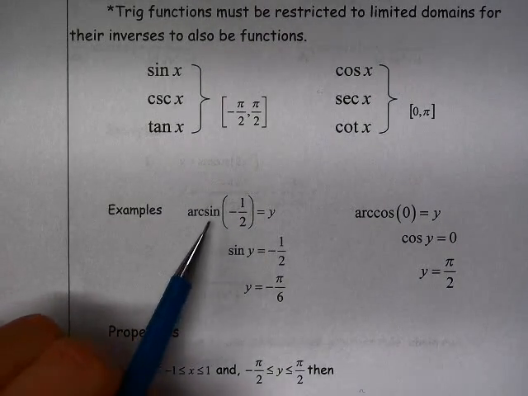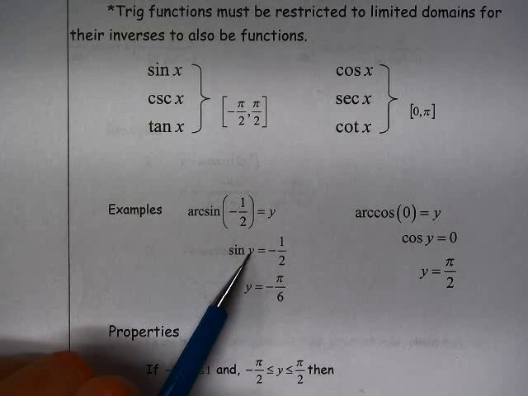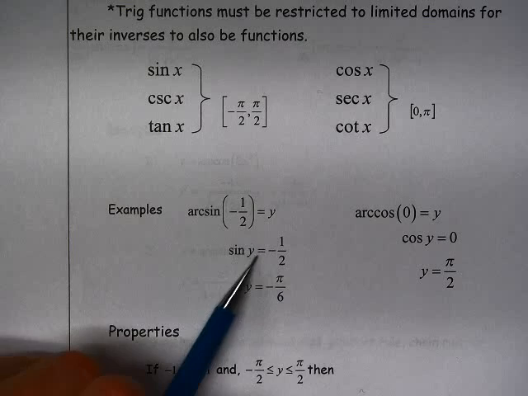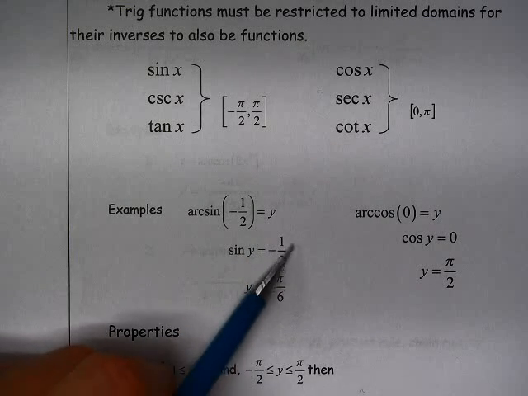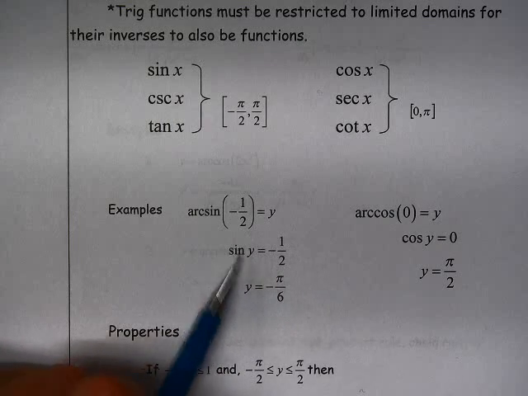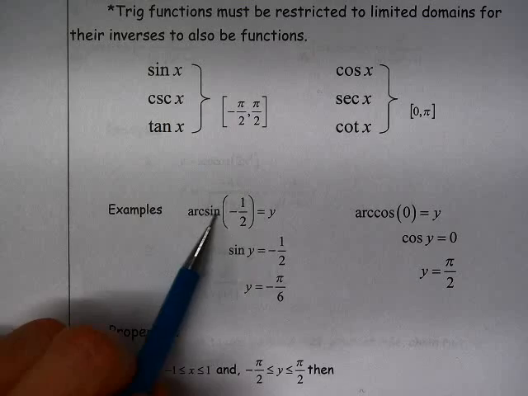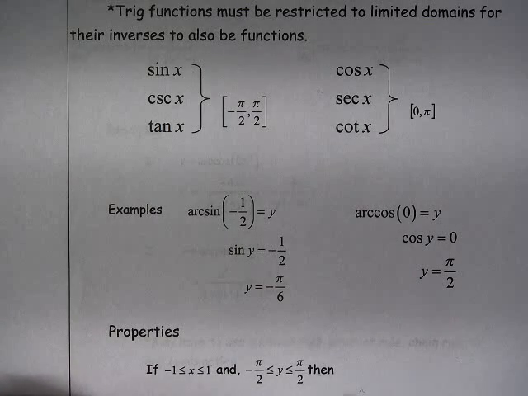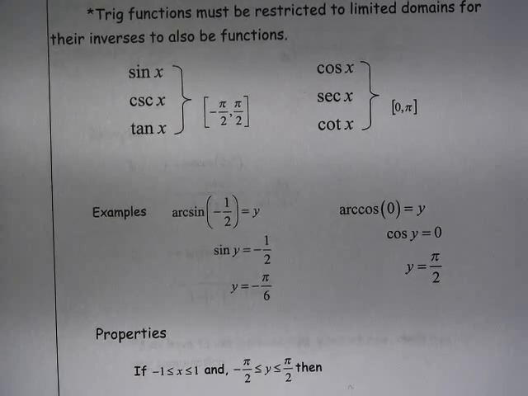If we think about what the inverse sine of -1/2 is, we have to imagine what angular measurement gives me a sine of -1/2. And so we have to think about our unit circle. The sine of -π/6 is what gives us -1/2. So the inverse sine of -1/2 is -π/6. And a similar example here for arc cosine.